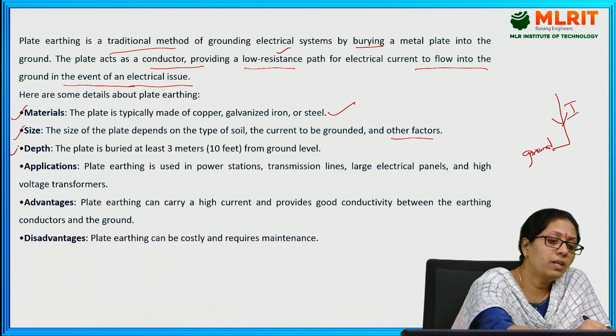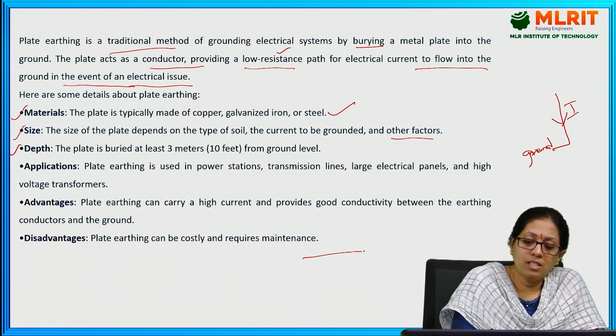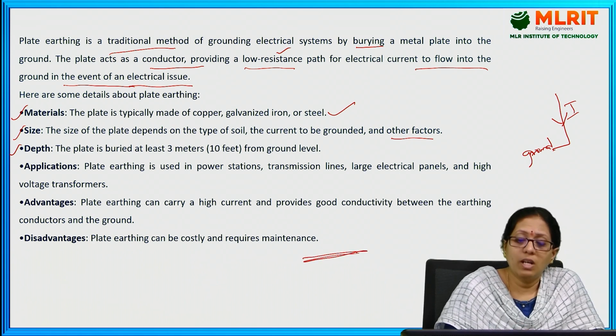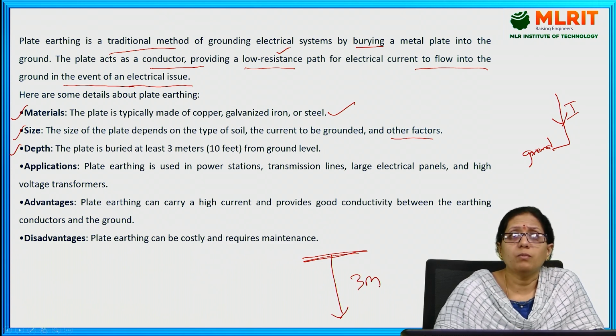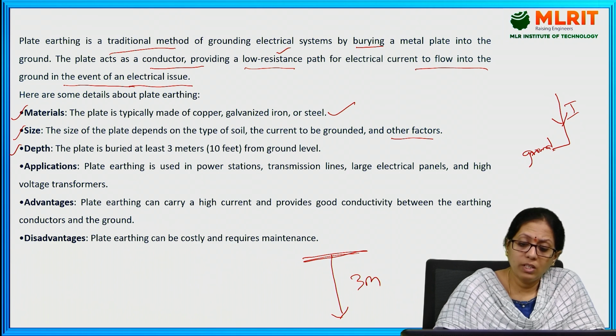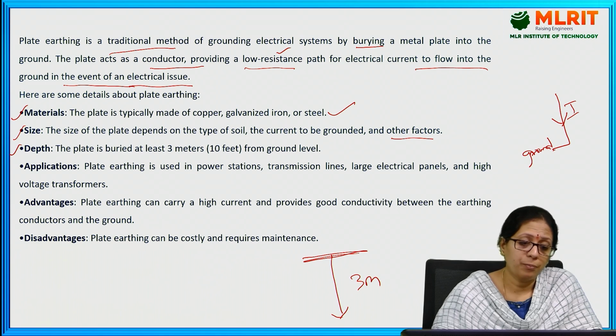The third one is depth. The plate should be buried at least 3 meters, that is 10 feet, from the ground level. If this is the ground level, below this at least a minimum of 3 meters should be there. Okay, 3 meters below only we can place this plate, copper plate or galvanized steel plate.